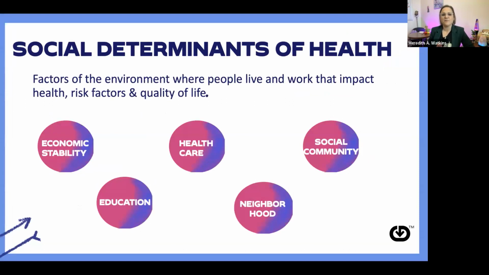Social determinants of health are factors of the environment where people live and work that impact health, risk factors, and quality of life. In other words, where you were born and raised has an impact on your health and how your health outcomes go. Things that can have an impact include economic stability of the community, access and quality of education, access and quality of healthcare, neighborhood structures and safety, and the social and community supports and resources that your community has. So one way that community health nurses improve the health of a community is to work towards improving these social determinants of health.